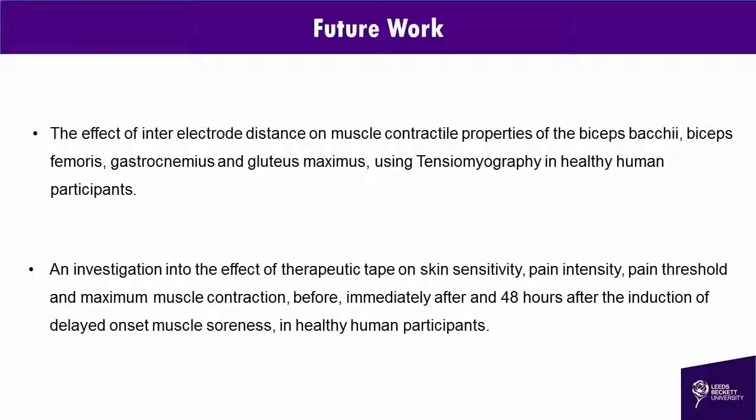The future work off the back of my study is that Ash and I are going to be looking at inter-electrode distance on more muscle groups: the biceps brachii, the biceps femoris, gastroc and the glute max. Again, we're just going to be varying the inter-electrode distance. We've got ethical approval for this, and we'll be starting probably in September now.